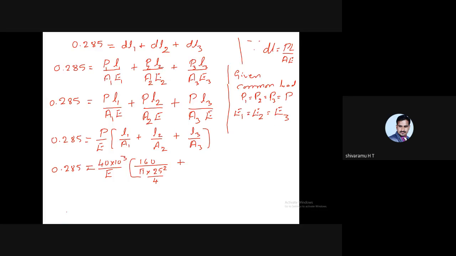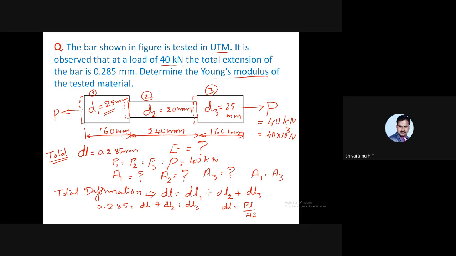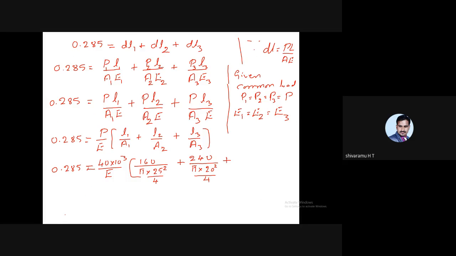So L2 is 240, diameter is 20. So pi 20 square divided by 4, plus the L3. The third section length is 160, diameter is 25. Pi into 25 square divided by 4. So we can simplify this.